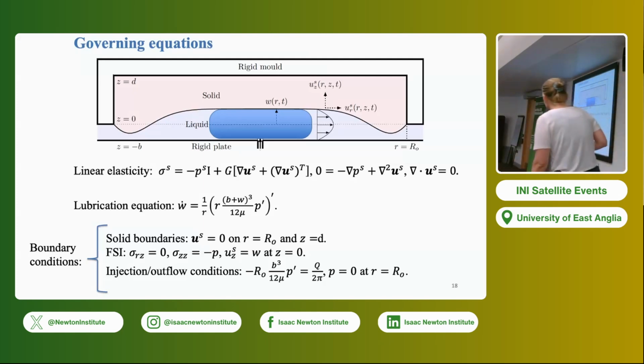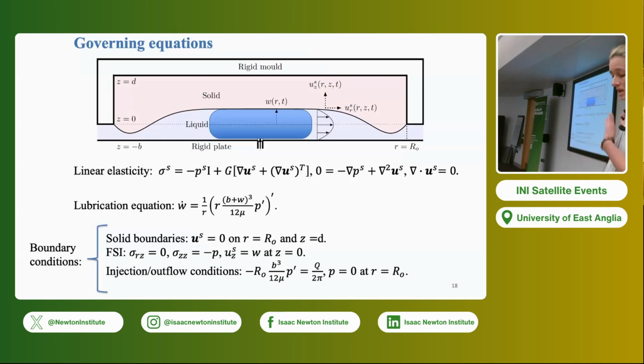And then the two talk to each other via this fluid structure interaction boundary condition that says that basically we have stresses and displacements equal at the surface of the slab. So as I already pointed out, extremely important for this problem is the fact that we have a rigid mold that contains our slab. So that means that at the solid boundaries, we have zero displacement of the solid. And then we also need to impose injection and outflow conditions. So essentially, we impose both at the rim of the cell.